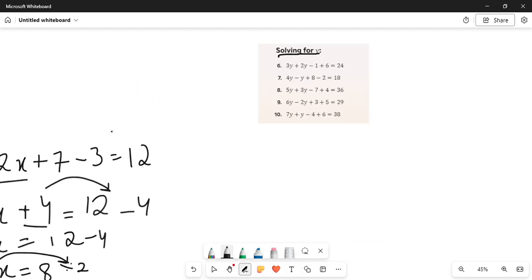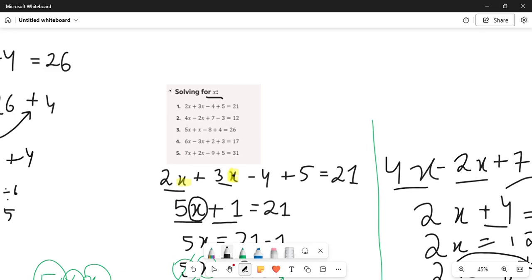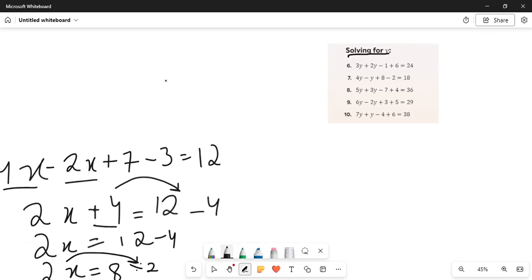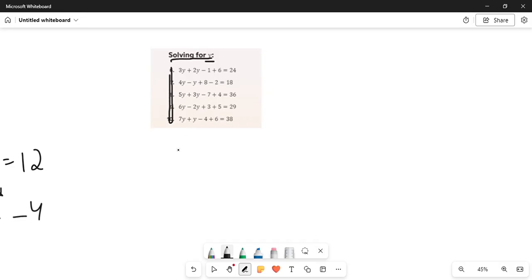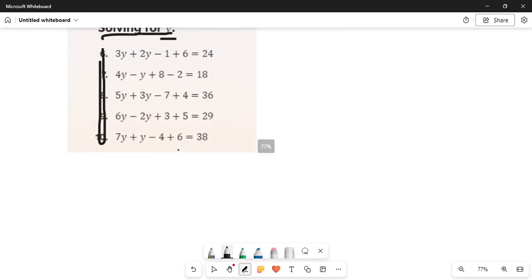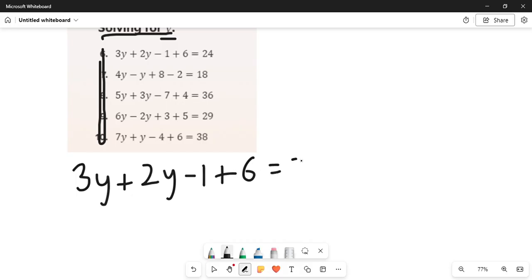In the last video we covered how to solve for x, and in this video we're going to cover how to solve for y. I've got some questions here, just ignore the numbering. Let's just start the first one without wasting any time. So 3y plus 2y minus 1 plus 6 equals 24.